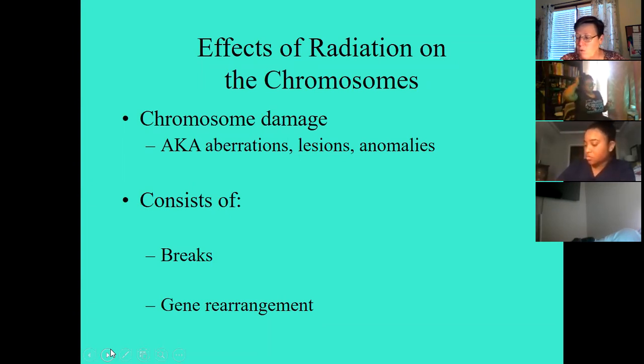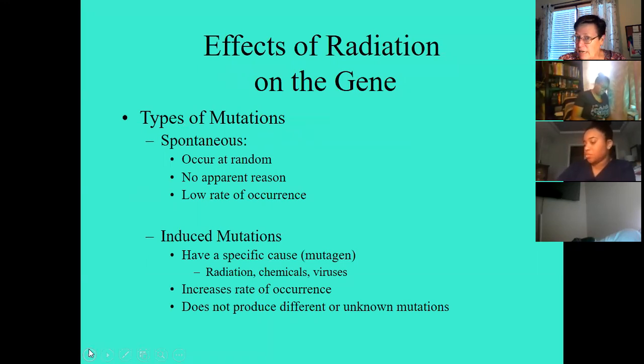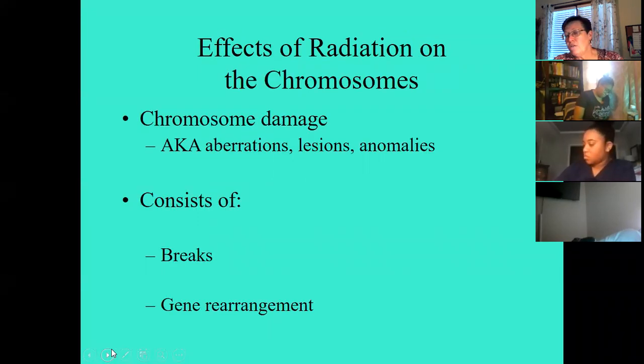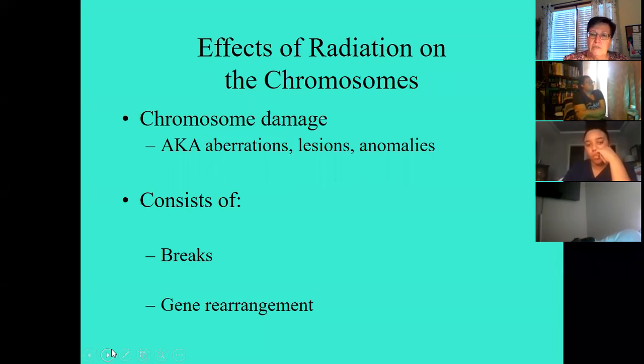All right, so we know what radiation can do to the DNA. We know that any change to the DNA results in mutations on the genes, and we know the genes make up the chromosomes. So what can happen to the chromosomes? Well, radiation can damage the chromosomes, and this damage is called different things depending on which textbook you look at. Sometimes it's referred to as chromosome aberrations, sometimes chromosomal lesions, sometimes chromosomal anomalies. They're all the same thing. They simply mean that the chromosome has been damaged by radiation.